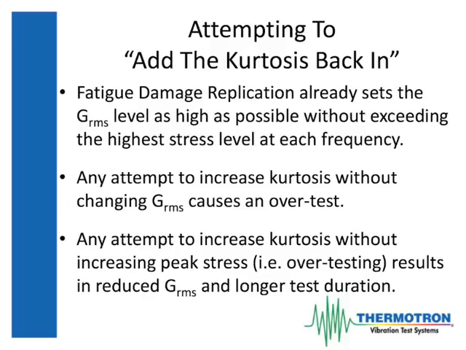The process of fatigue damage replication already sets the GRMS level as high as possible without effectively overtesting, without exceeding those highest stress levels. And it's fairly easy to show, and this is one proof by example, but it's easy to show analytically that any attempt to increase kurtosis without changing GRMS causes an overtest, and any attempt to increase the kurtosis without causing an overtest results in a reduced test level and a longer test duration.